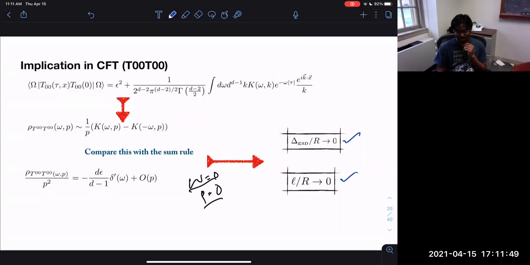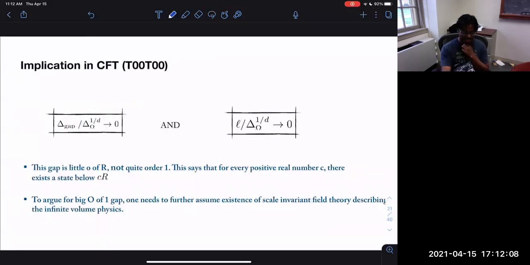And then you can recall that you can exchange R with delta omega, because your delta omega has some scaling with respect to R. So you can replace this R with delta omega, and then you have a bound or relation, which is completely a CFT relation, which tells you that delta gap over delta omega to the power 1 over d goes to 0, and the spin over delta omega to the power 1 over d goes to 0.